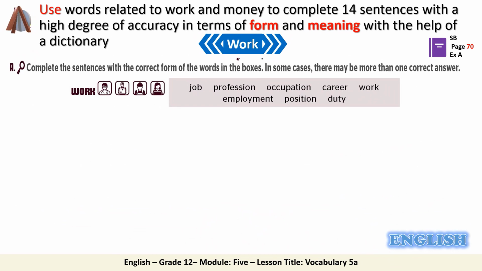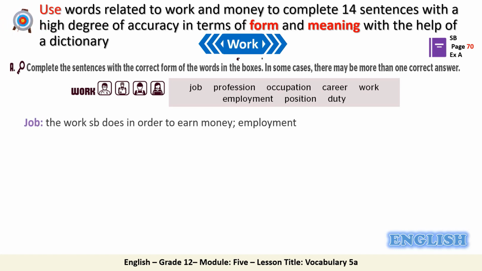We begin with Activity A in your student's book, page 70. The first group of words deals with work. Please pause this video here and use your dictionary to find out about the meaning of these words. Well done. Let's see the answer.